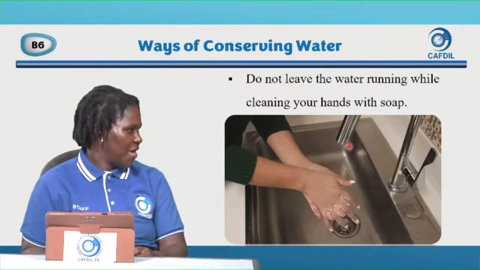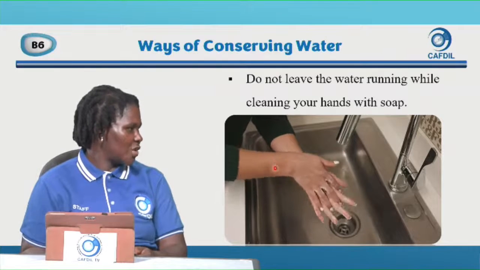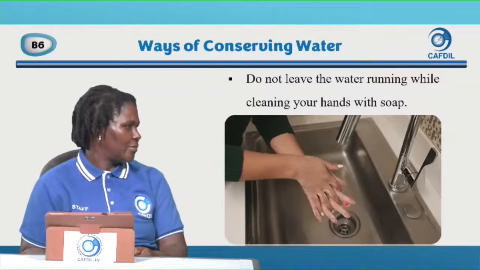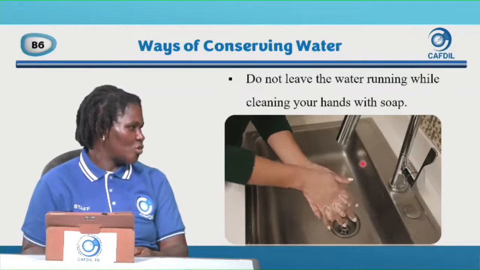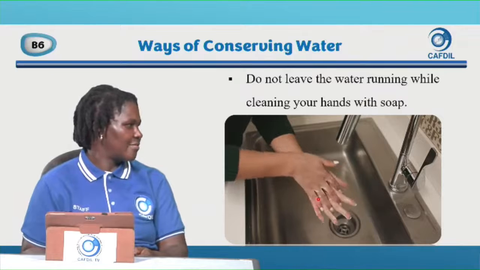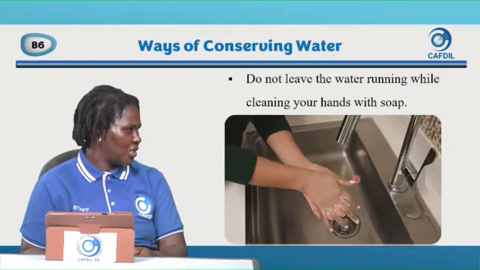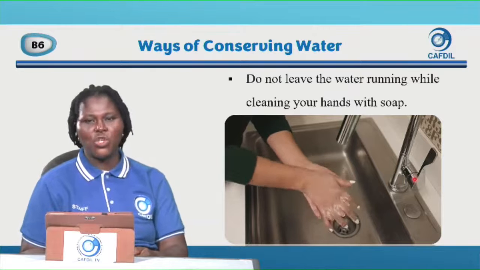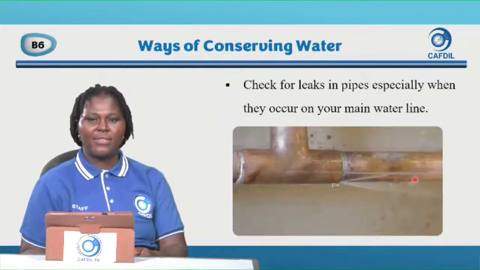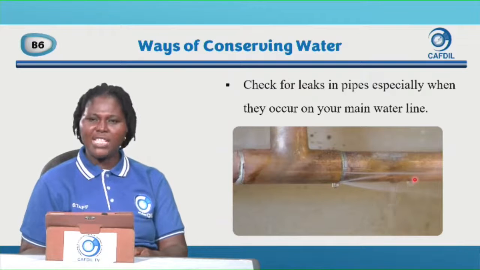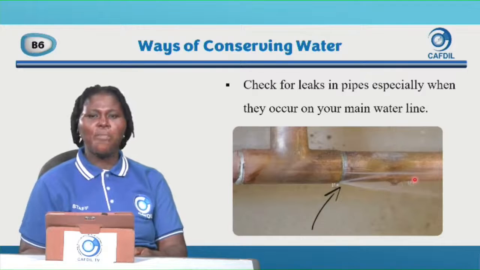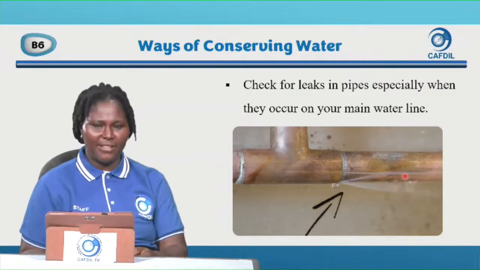What is on our screen? Yes, this is what you have to do. You have to apply the soap to the parts that you want to clean on your hands. Then when you finish, you open the tap to wash your hands. Good. Check for leaks in pipes, especially when they occur on your main water line.